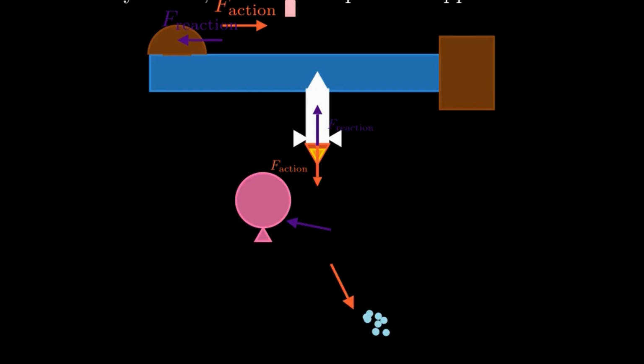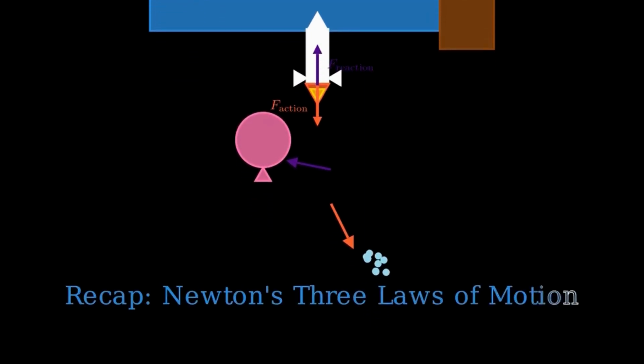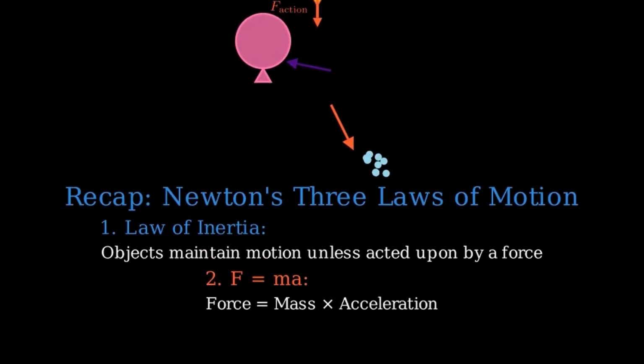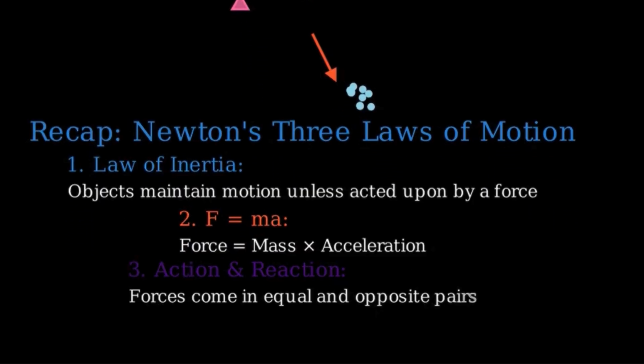Let's quickly recap Newton's three laws of motion. First law: an object will stay at rest or in motion unless acted upon by a force. That's inertia. Second law: force equals mass times acceleration, showing how an object's mass affects how easily it accelerates. Third law: for every action, there is an equal and opposite reaction. Forces always come in pairs.